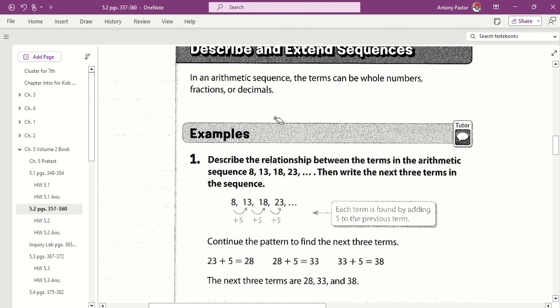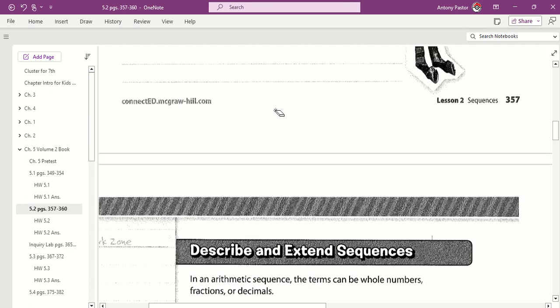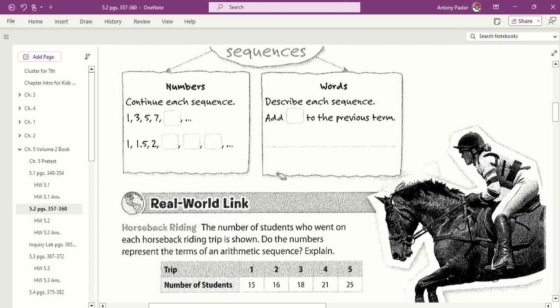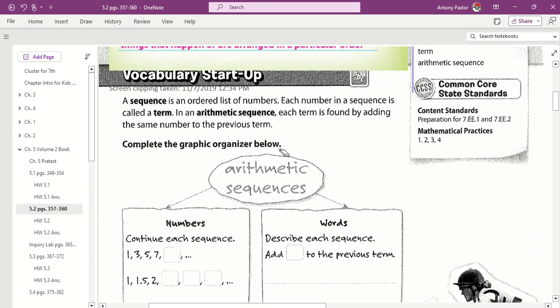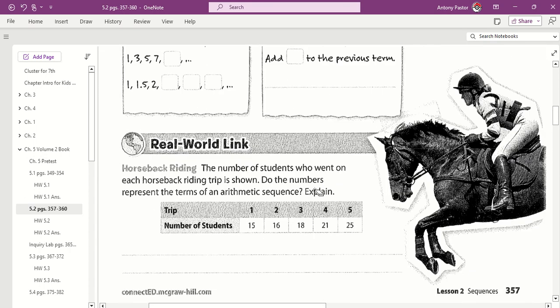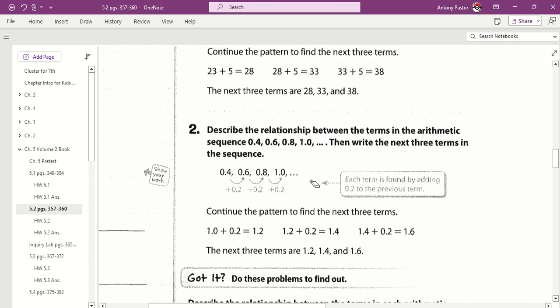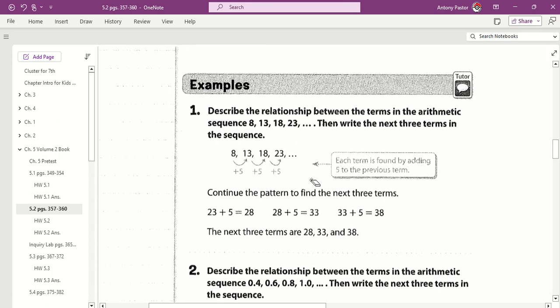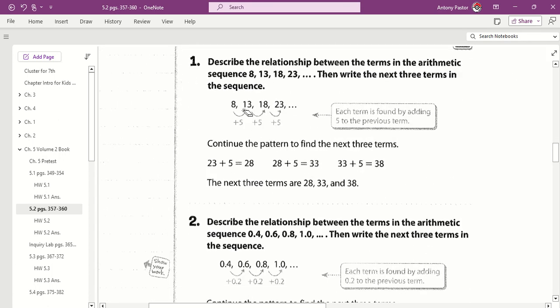In an arithmetic sequence, the terms can be whole numbers, fractions, or decimals. Again, every number in a sequence here is known as a term. So, for example, from 8 to 13 to 18 to 23, each one is going up by 5. Therefore, this is an arithmetic sequence. If I were to find the next 3 terms, I would just add 5 to each term.